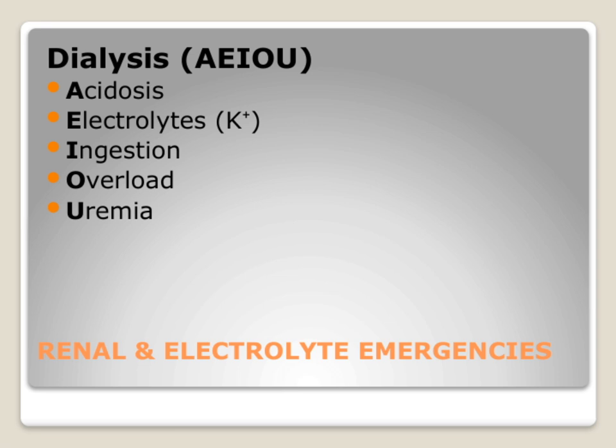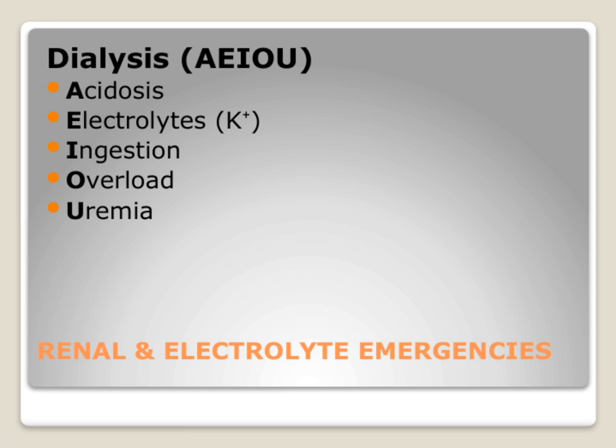Next, electrolytes, especially potassium, or K+. Elevated potassium levels are common in renal failure and can cause dangerous cardiac arrhythmias, so monitoring and management are vital. Then, ingestion. Sometimes, patients may ingest nephrotoxic substances or excessive electrolytes, which can precipitate emergencies. Overload refers to fluid overload, when the kidneys can't handle fluid removal, leading to pulmonary edema or hypertension.